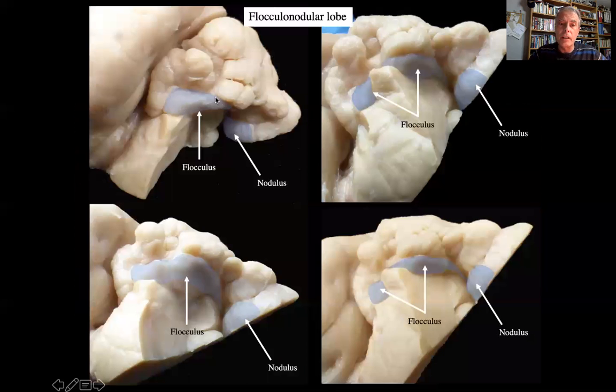More images here. You see in blue the flocculus and the nodulus, and as you see, the flocculus and the nodulus are present in all of them.